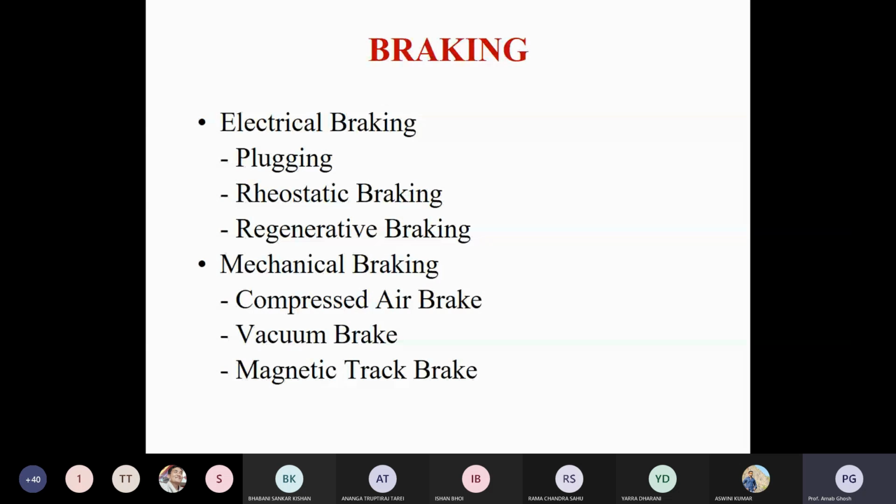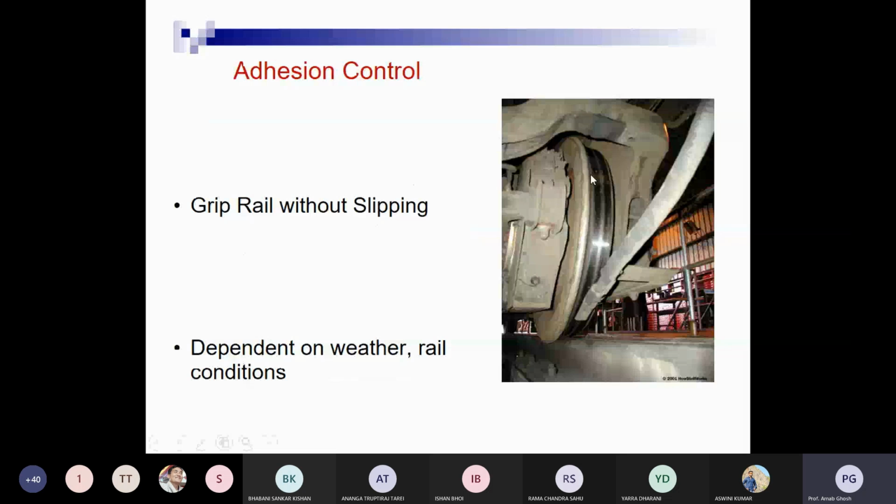Because of the mechanical braking, you know that a corrosive effect will be there, and sound due to the friction. Basically the brake shoes you can see from that diagram. So it is your wheel, and the brake shoes are also there. You can see the different types of braking. So there is a holding grip for the rail. It is your rail, and the wheel is going on top of the rail. That is the holding track.